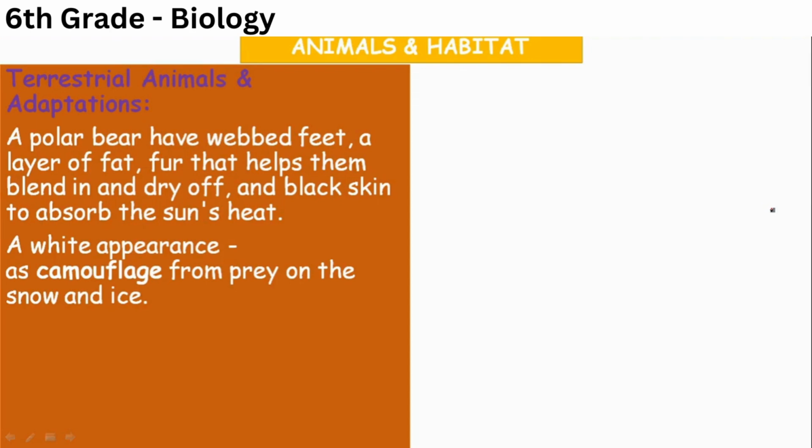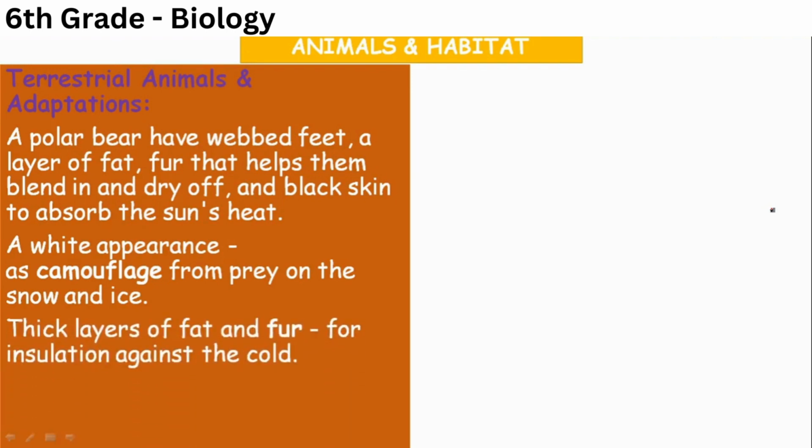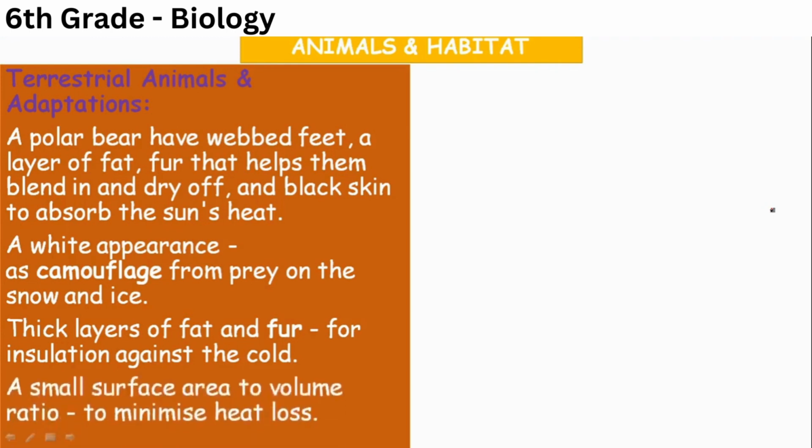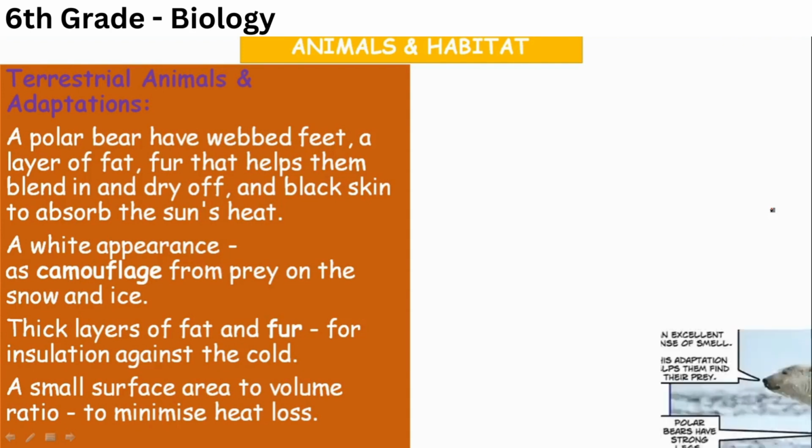Okay, they possess webbed feet with hairs underneath it, so that on the smooth surface also they can walk. The thick layer of fat and fur beneath their black skin acts like an insulator and prevents the heat loss. Means the insulation against the cold. A small surface area to volume ratio to minimize the heat loss.